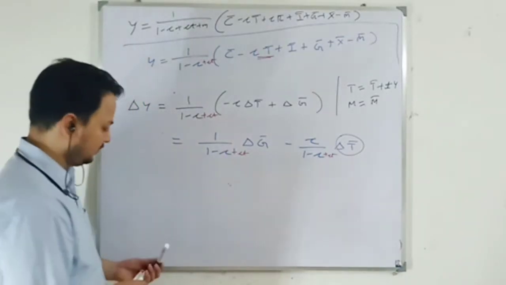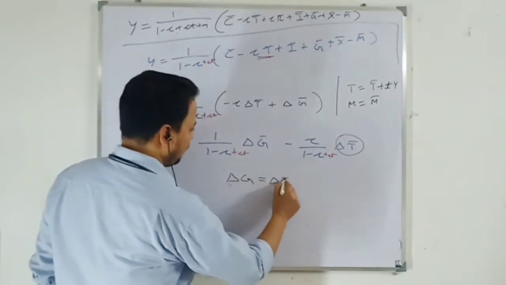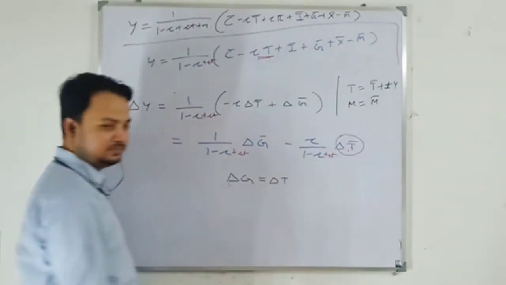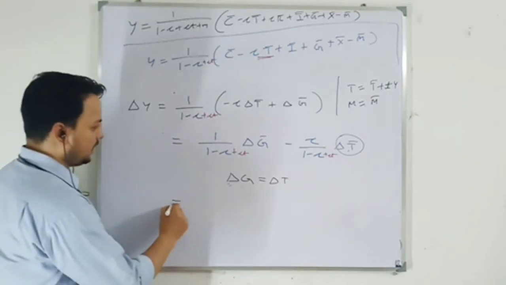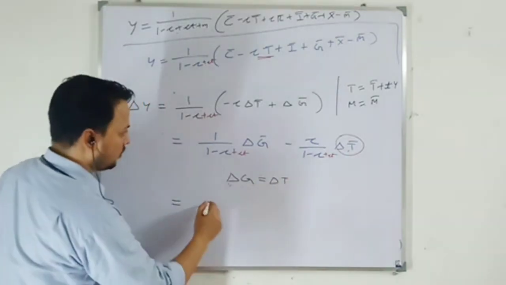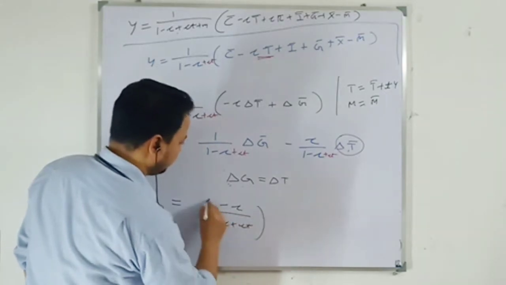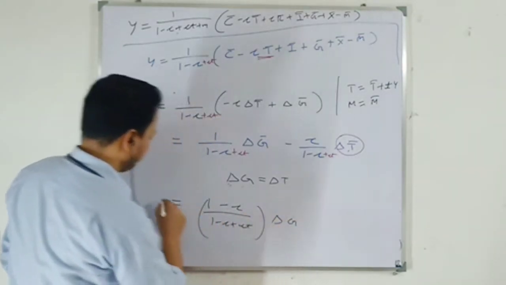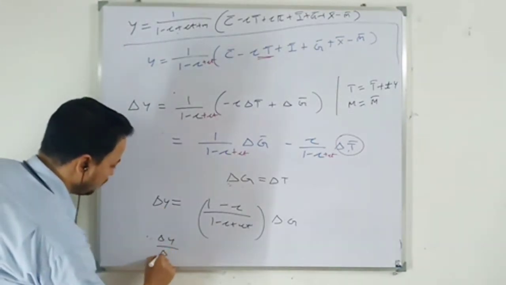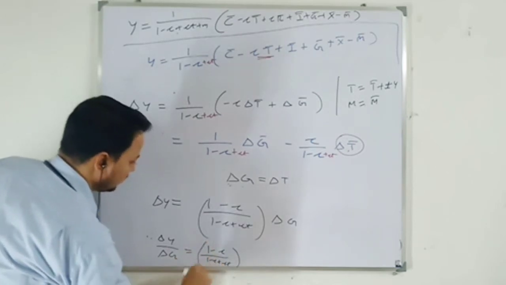Balanced budget means increase in government expenditure is financed by imposing equal amount of tax. So I will replace this term with this term. So what I will be getting? I am just writing this term. These two terms will be same. I will take that out. So I will be writing 1 minus C over 1 minus C plus CT, change in G. So change in income due to change in government expenditure will be 1 minus C over 1 minus C plus CT.